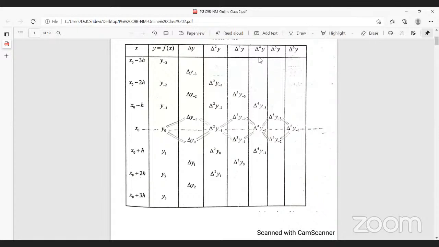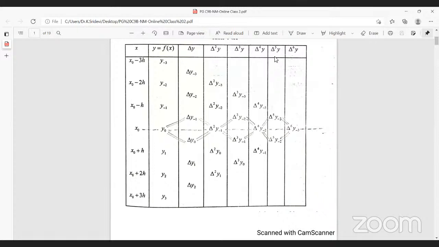And next we go for fourth order forward differences. These are like this in this column. The difference between these two is delta power 4 y minus 3. The difference between these two is delta power 4 y minus 2. And the difference between these two is delta power 4 y minus 1.